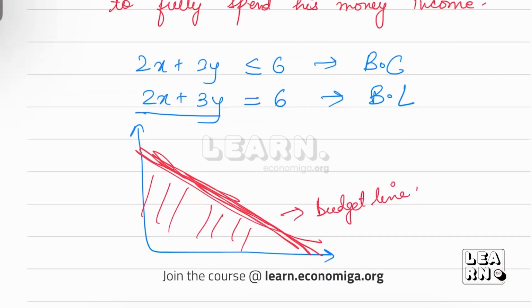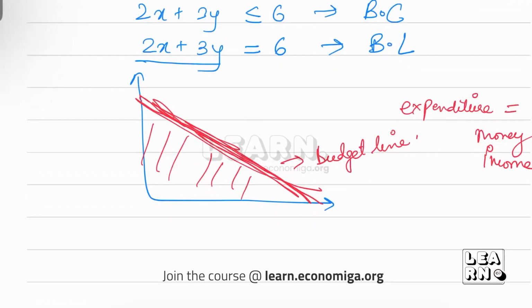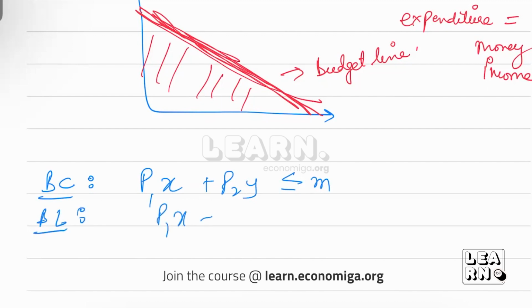Such that expenditure equals money income, right? If you have this much money, why save it? If you had this money income purely for chocolates, why would you save it? That's the logic that we are giving here. Again, the only difference is the inequality. Budget constraint is given by P1x plus P2y less than or equal to M, and budget line is given by P1x plus P2y equal to M. Expenditure exactly equals money income.